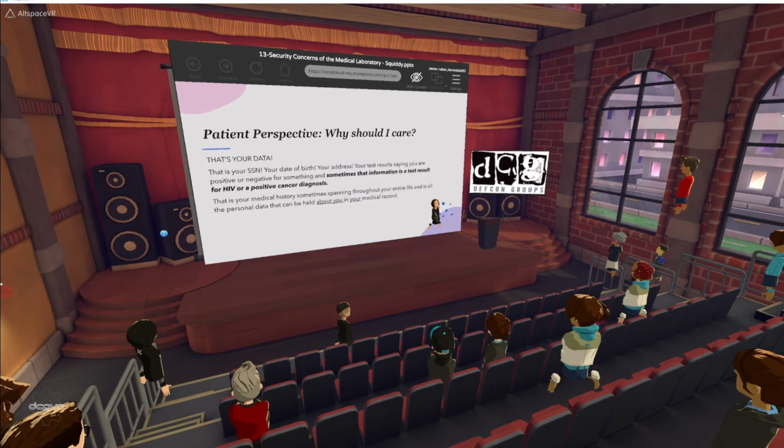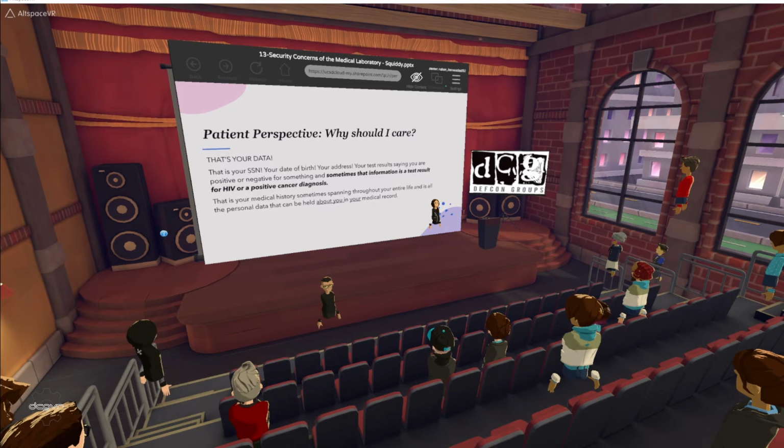Next slide, please. So why should you care? Because it's your data. That's your SSN, your date of birth, your address, your test results saying you're positive or negative for something. Sometimes that information could be a test result for HIV or a positive cancer diagnosis. It's sensitive information that can have severe consequences if leaked. That's all your medical history, sometimes spanning your entire life, and all the personal data that can be held about you in your medical record.